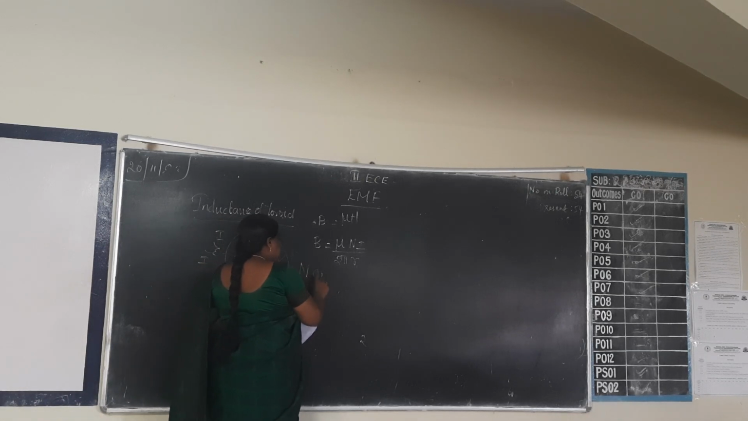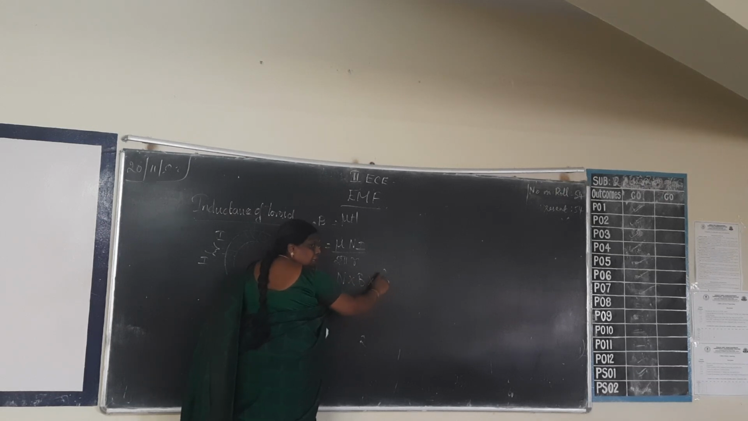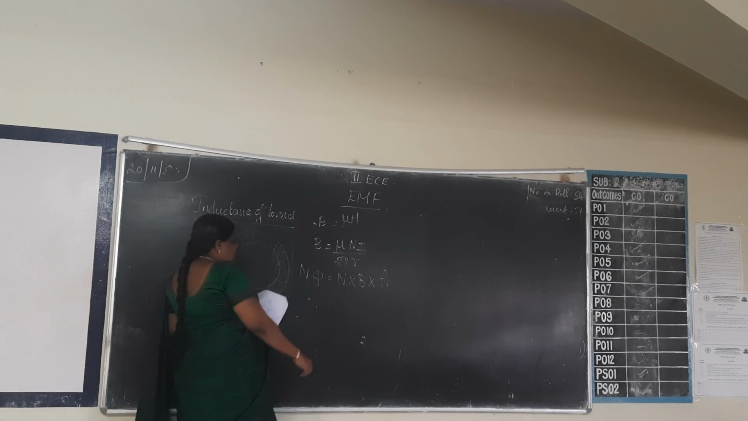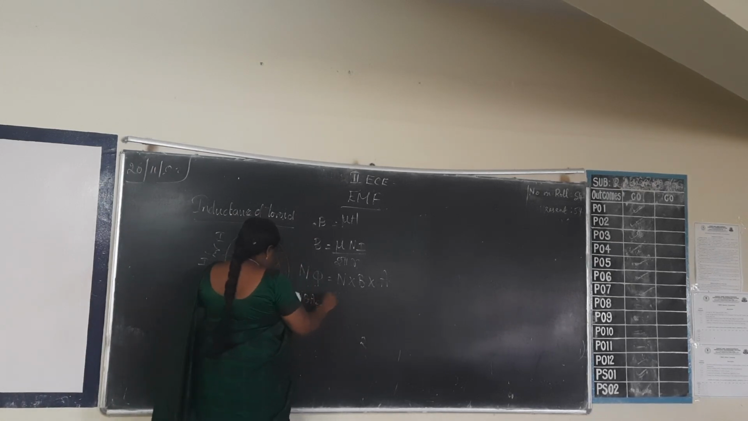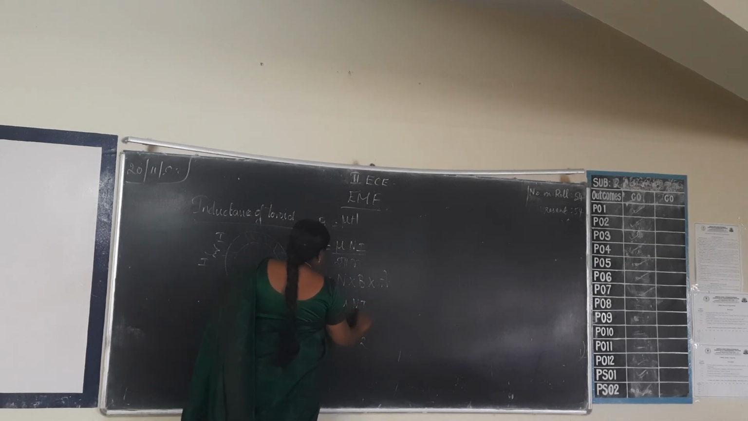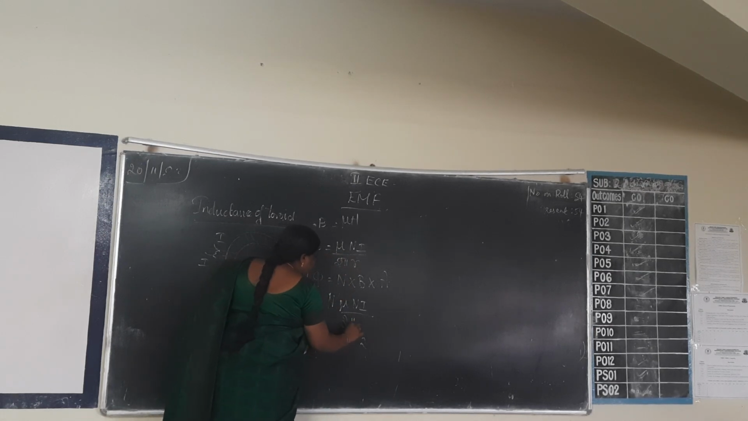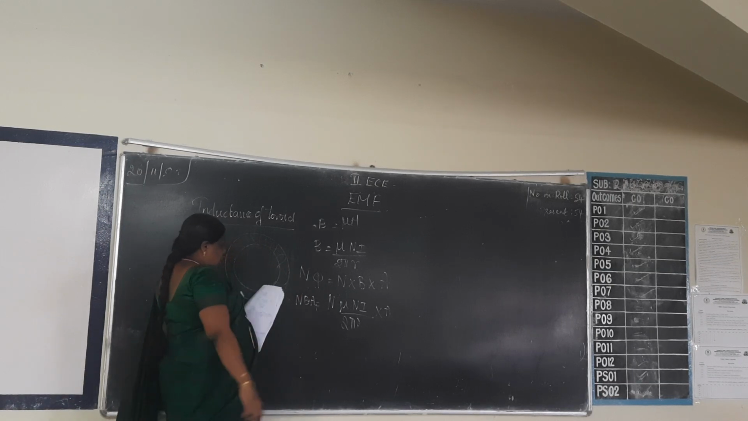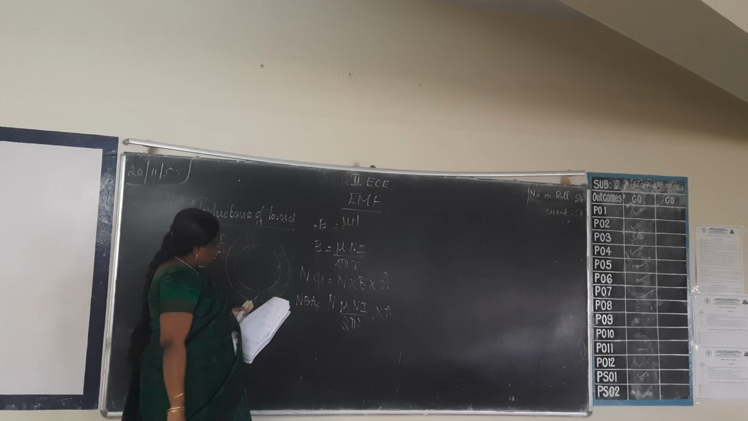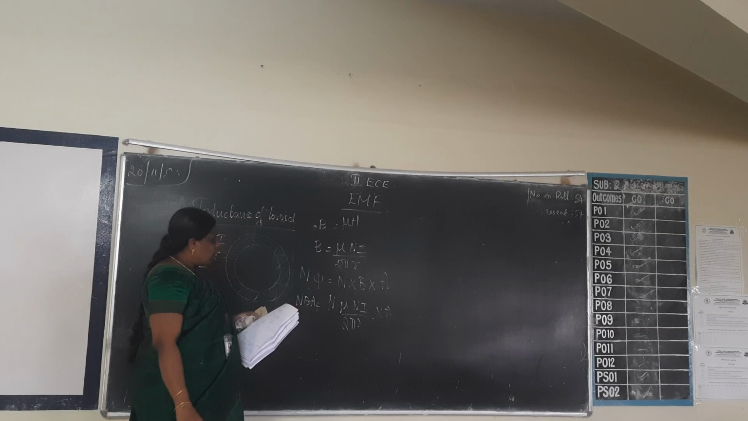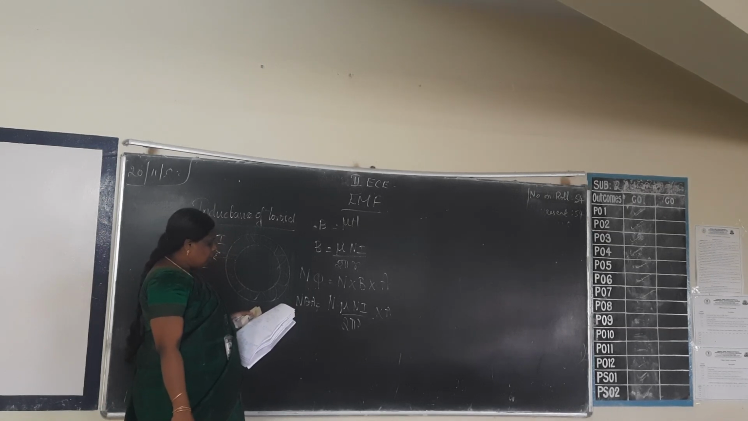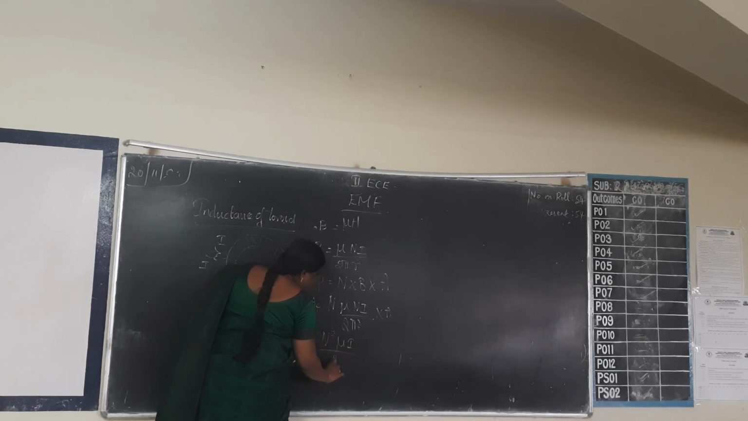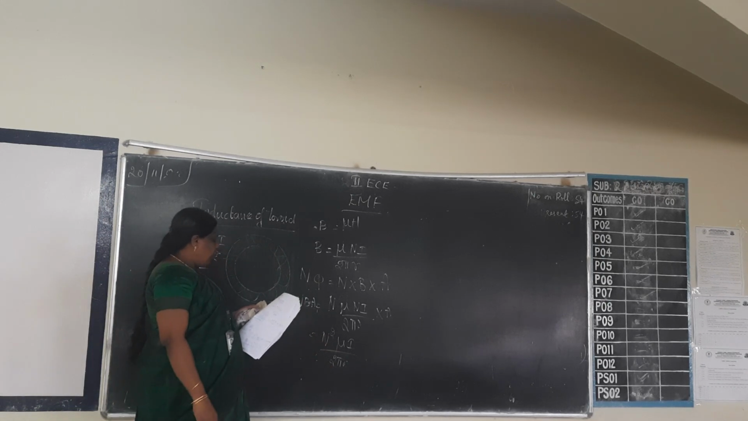So the total flux linkage is given as N phi, that is N into B into A. How did I get B into A? Because flux is equal to flux density into the area of the cross section. So N phi is equal to N into mu N i divided by 2 pi r, into A, where A is the area of the cross section. That is equal to N squared mu i A divided by 2 pi r.